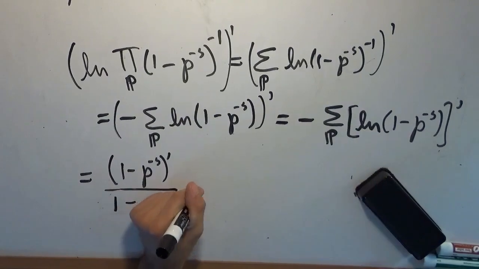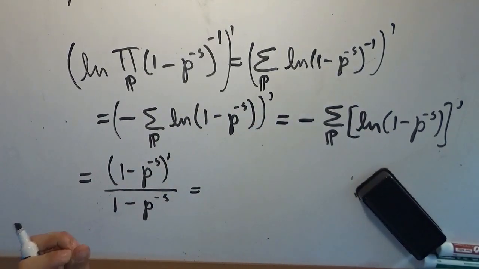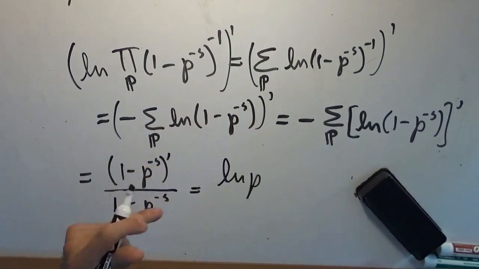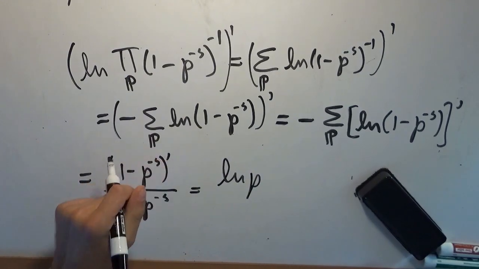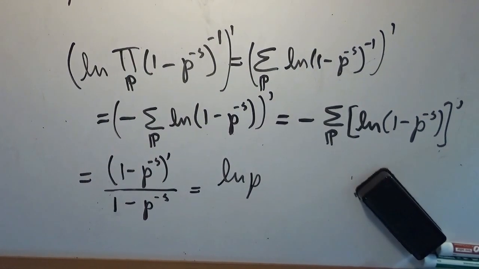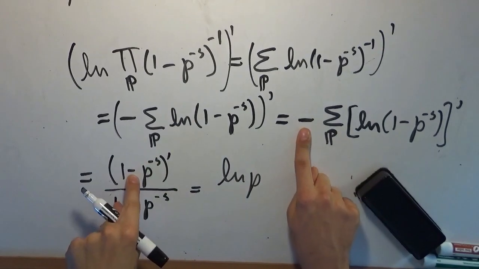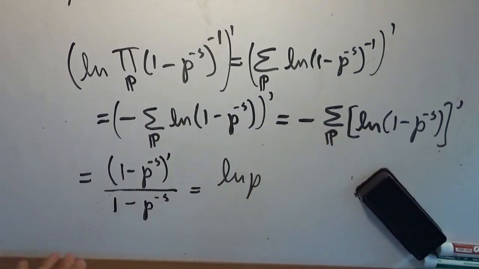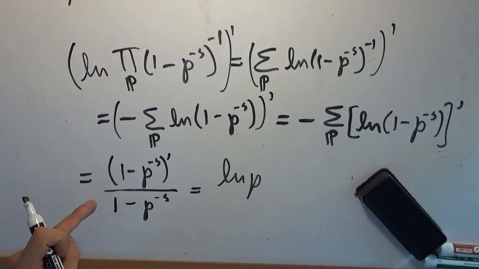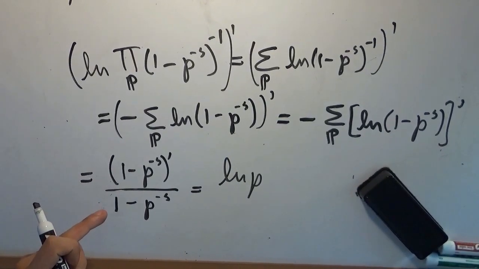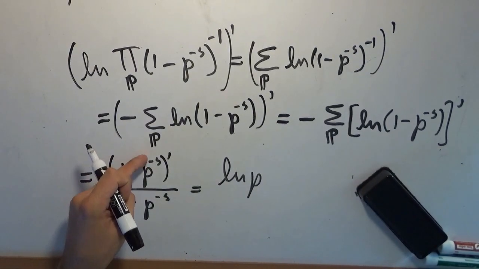So what we're going to get is log p, because it's the derivative with respect to the exponent, which means you have to take the logarithm of the base. And we have a negative here and a negative here that are going to cancel, so those go away. And then we multiply by the derivative of the power, which is just negative 1.